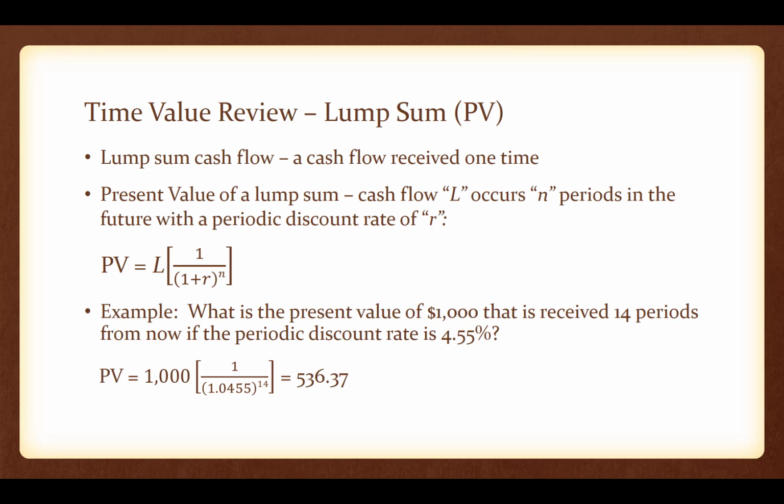As an example, what's the present value of $1,000 received 14 periods from now, if the periodic discount rate is 4.55%? We just plug those pieces into the formula, and we get a result of $536.37.